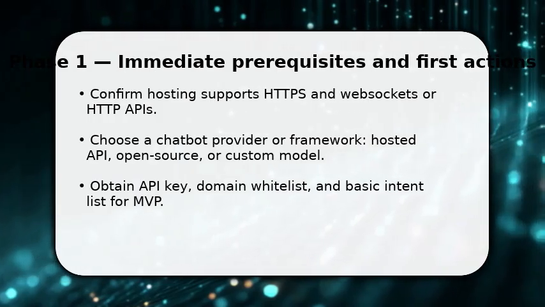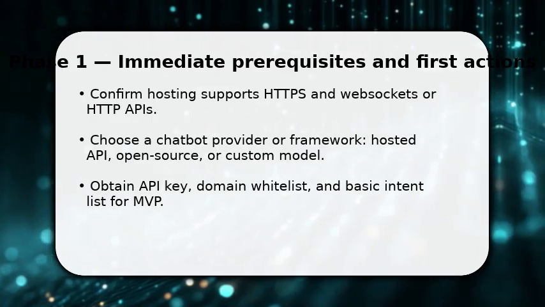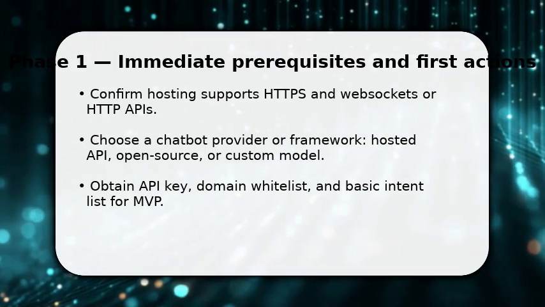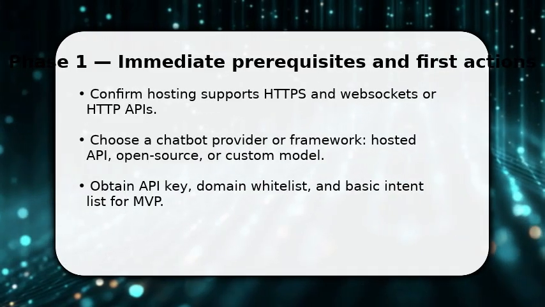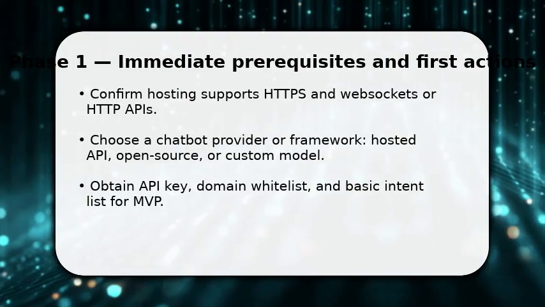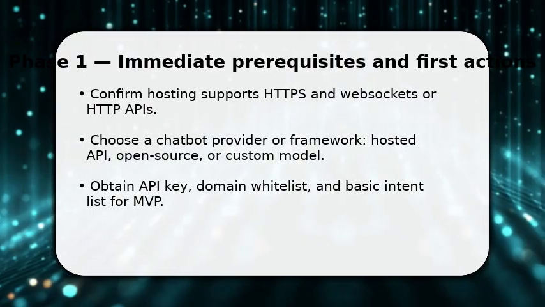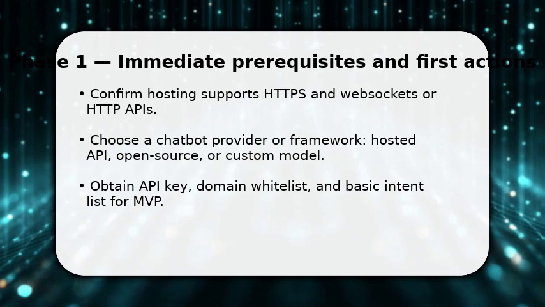You will begin by ensuring your site can securely call an external service. HTTPS and CORS policies matter. Once confirmed, pick a provider or framework that matches your needs. Hosted API for speed, open source for control. Make sure you obtain an API key, set domain whitelists, and draft a minimal intent list for the first version. This gets you from idea to actionable endpoints quickly, so you can build and test instead of endlessly debating architecture.